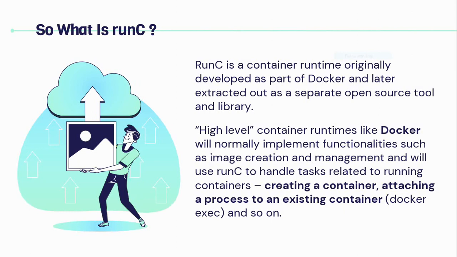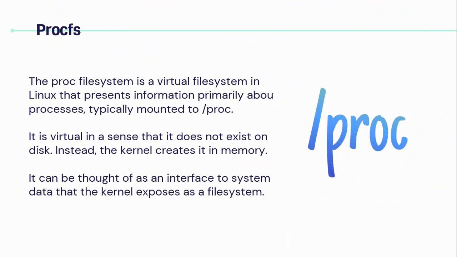runC is a container runtime originally developed as part of Docker and later extracted out as a separate open source tool and library. As a low-level container runtime, runC is mainly used by high-level container runtimes to spawn and run containers, although it can be used as a standalone tool. High-level container runtimes like Docker will normally implement functionalities such as image creation and management, and will use runC to handle tasks related to running containers: creating a container, attaching a process to an existing container (docker exec), and so on. To understand the vulnerability, we need to go over some proc basics.